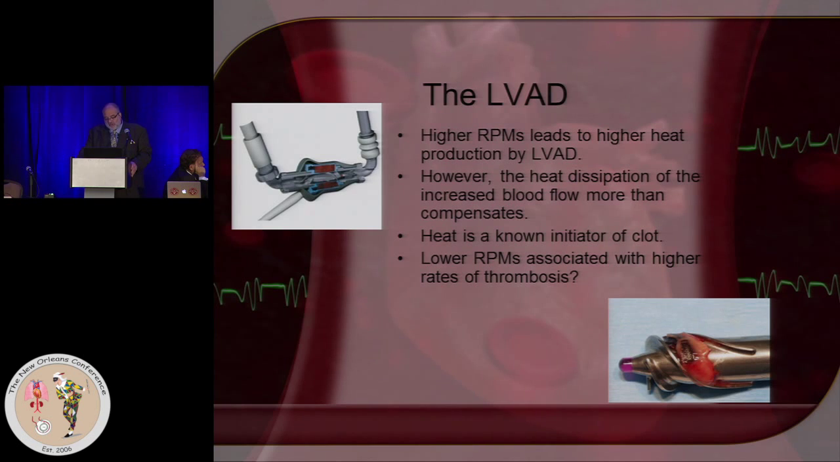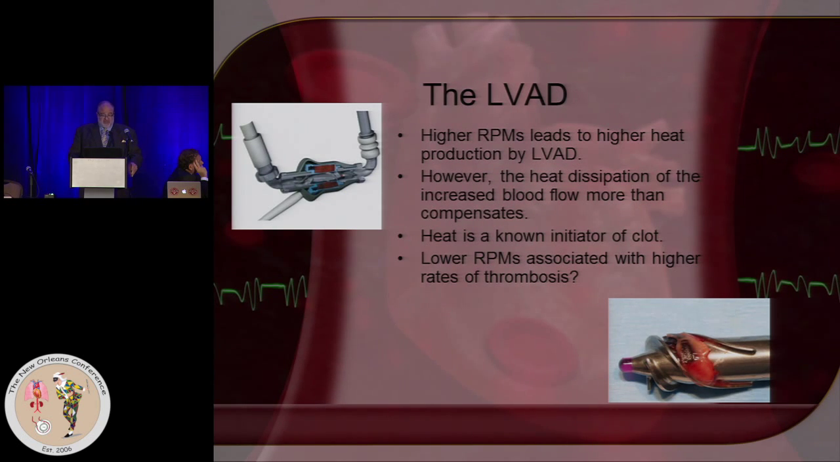Higher RPMs leads to higher heat production by the LVAD. That's true for any technology. However, and this is something that I did not know early on, even more important is that the heat dissipation from the pump itself increases as the blood flow passes by it. So although you're producing more heat, the net effect, because of the increased blood flow, is actually greater washout of heat. And the reason why that's important is heat is a big culprit in the formation of thrombus.